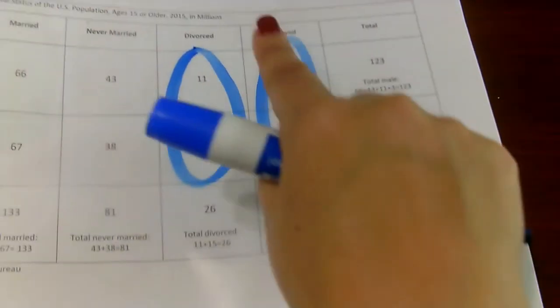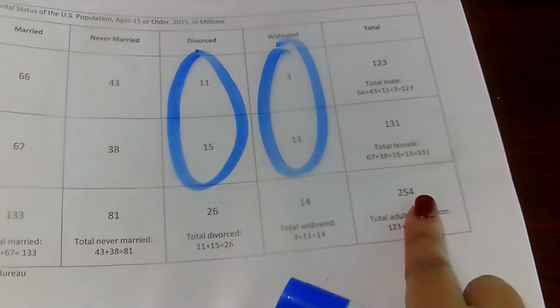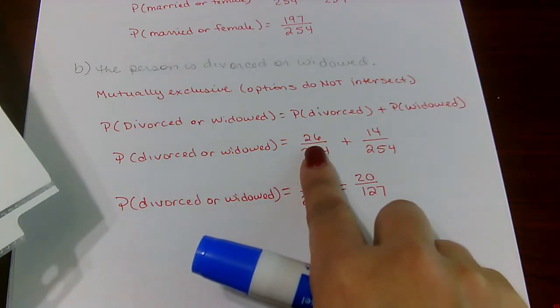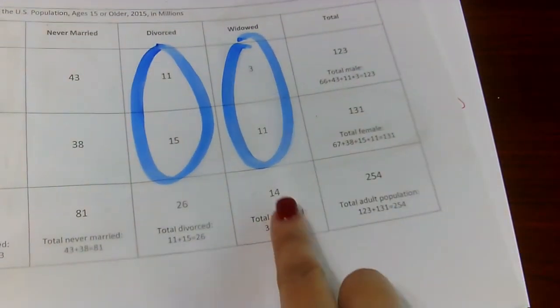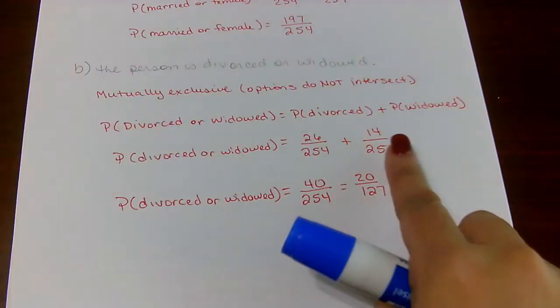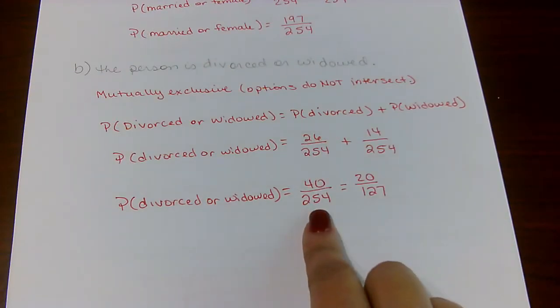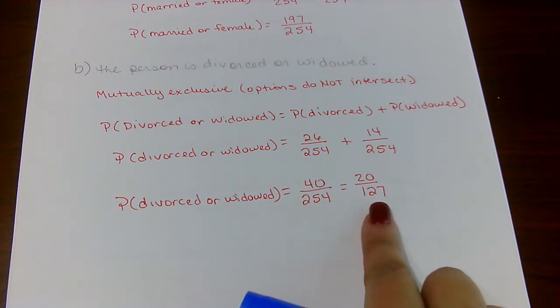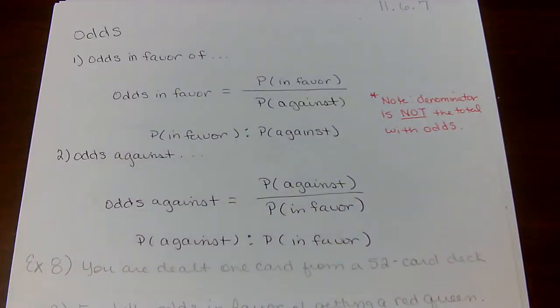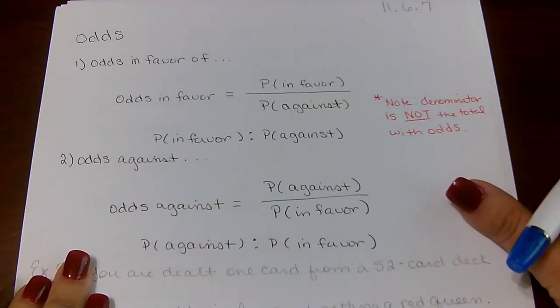Here for the divorce column, we have 26 out of 254. That's stated here. And the widow column, we have 14 out of 254, which is here. Add these together, you get 40 out of 254, and then you can simplify using your calculator, and you should get 20 out of 127. So the last part of this section is going to be covering odds.